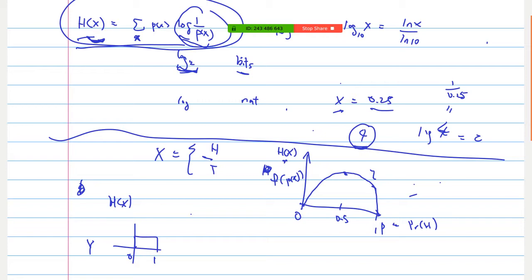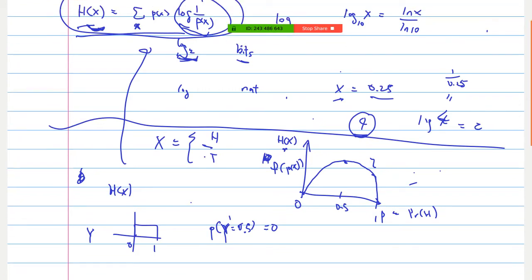then I cannot use this definition, because I cannot just ask for the probability of, say, Y equal to 0.5. If I have a continuous variable like this and ask what's the probability that Y is equal to some particular value, that will always be 0, as we mentioned at the beginning of this course. So we cannot sum over that. In that case, we need the integral instead. So we have a differential entropy.